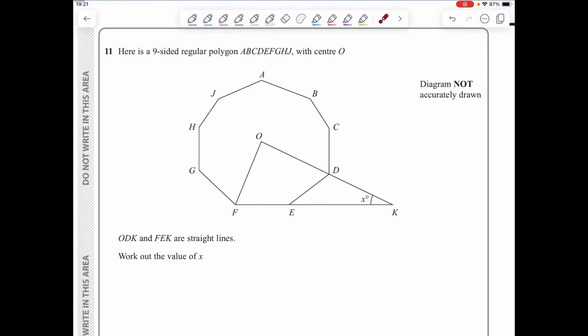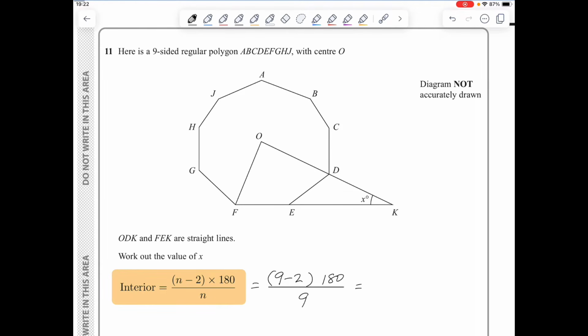In any method you decide to use, you'll have to find the interior angle of a regular polygon, and to do so, we'll use the following formula. And in this case, because we have a 9-sided regular polygon, I'm going to use this formula with n being equal to 9. So we have 9 minus 2 times 180 over 9, which gives me 140 degrees. And this is the interior angle of this shape.